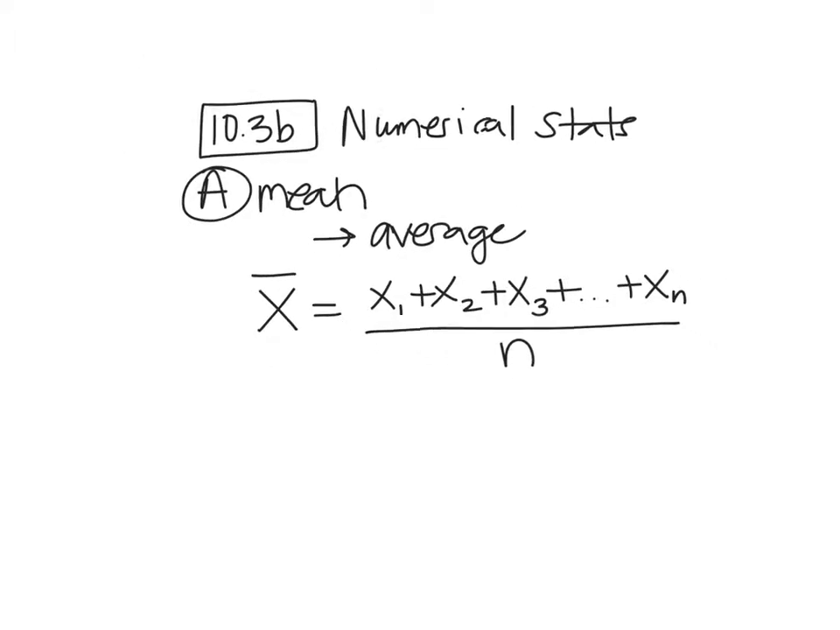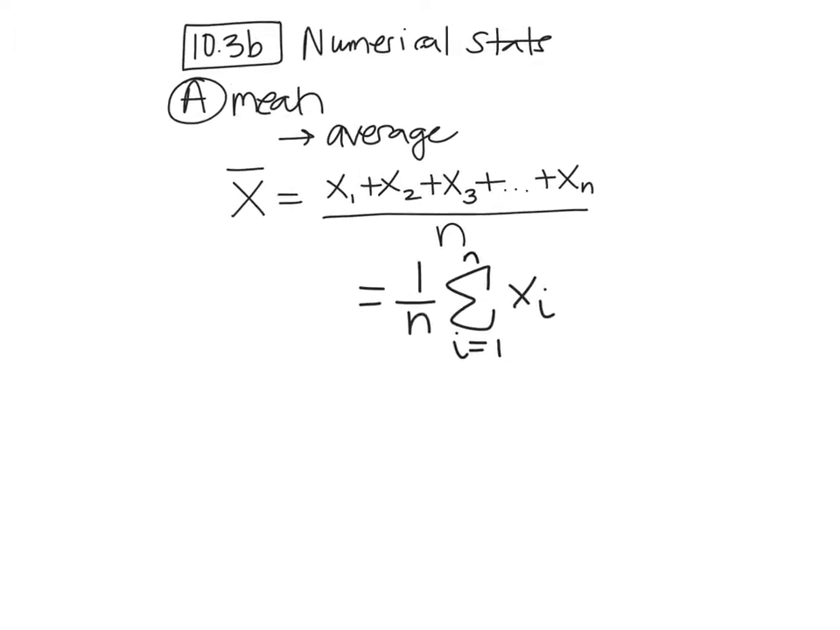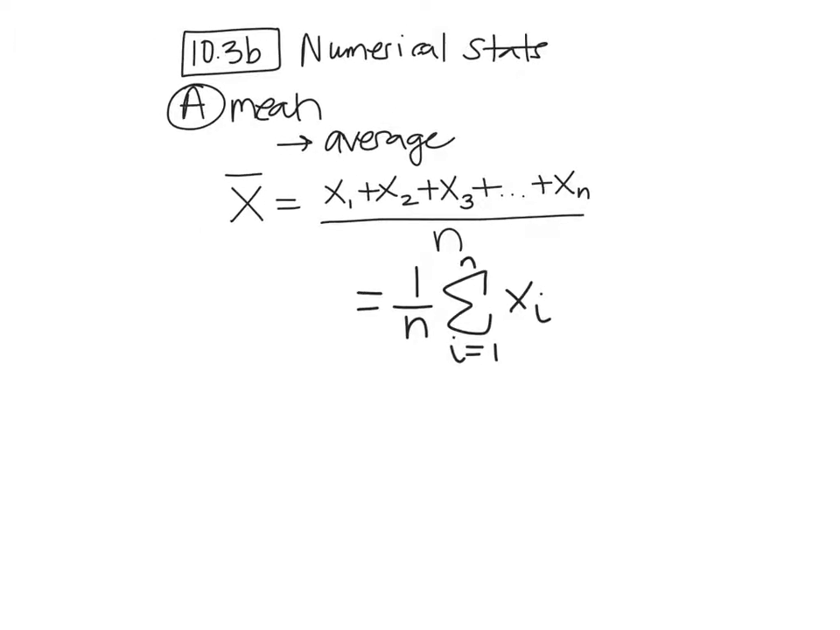Okay? When you take upper division statistics, they write it like this, 1 over n sigma i equals 1 to n for x sub i. And it's very confusing. You're like, what is that? It just means to add up all the numbers and then divide by how many there are. It's the average. Okay?